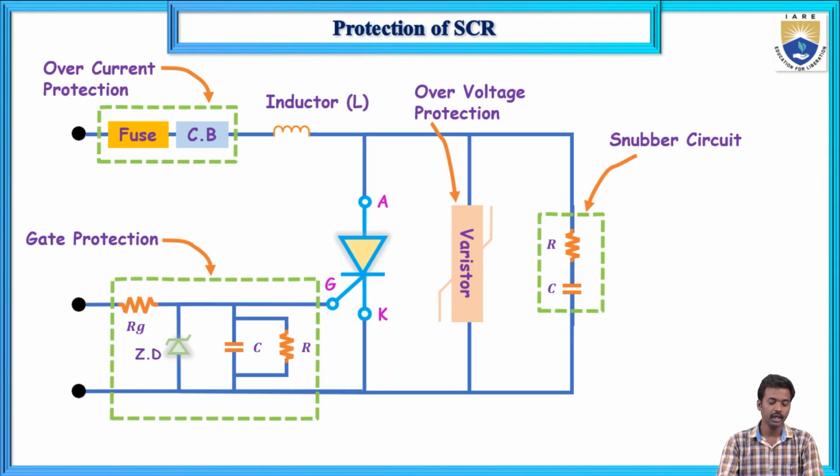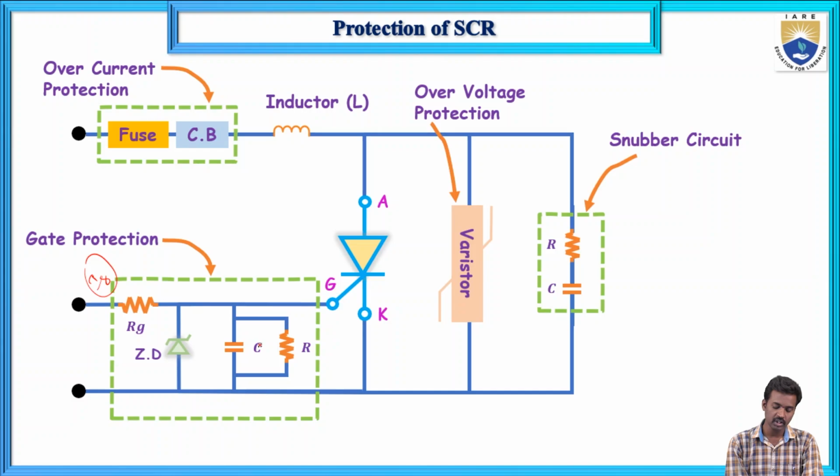And next, gate protection. Here this RG will decrease the gate current, and at this G node, this is IG. So this resistor will control the IG current, and next here the Zener diode. The Zener diode will control this gate-cathode voltage, so it will maintain a constant voltage.